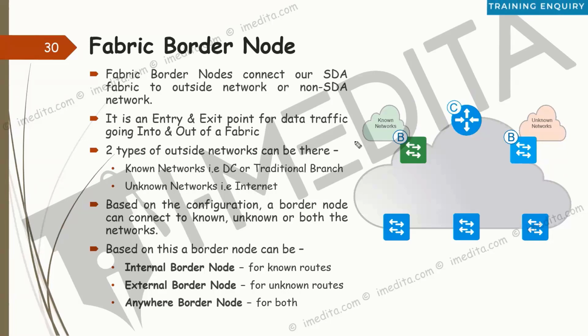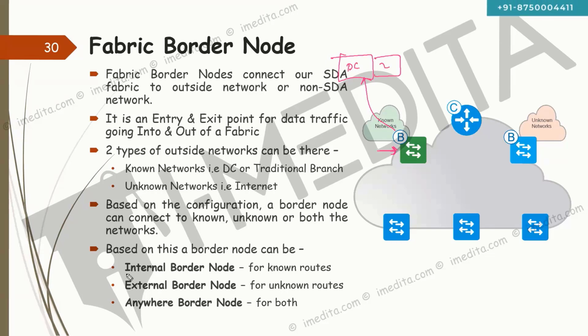There are 3 types of border nodes. One border node that we have is called the internal border node. Another is called the external border node. And one type we have is called the anywhere border node. So we can have a dedicated device that connects only to the known destinations outside the SDA, such as our data center, headquarters, and so on.